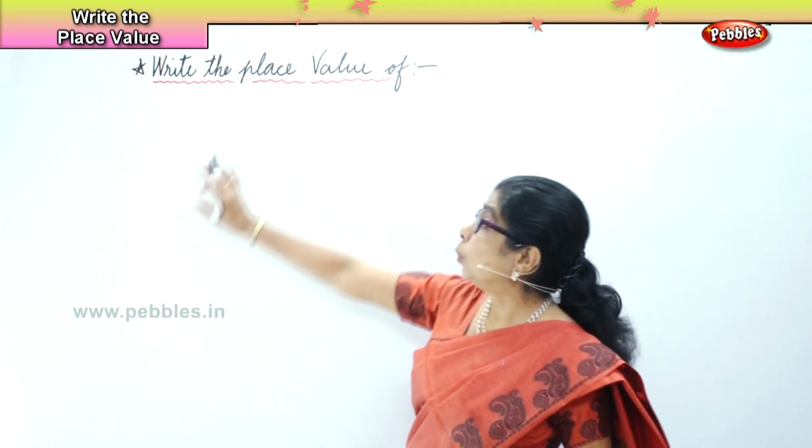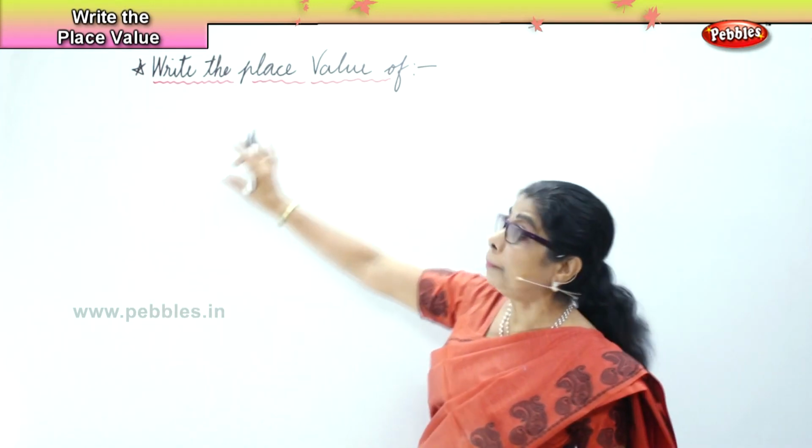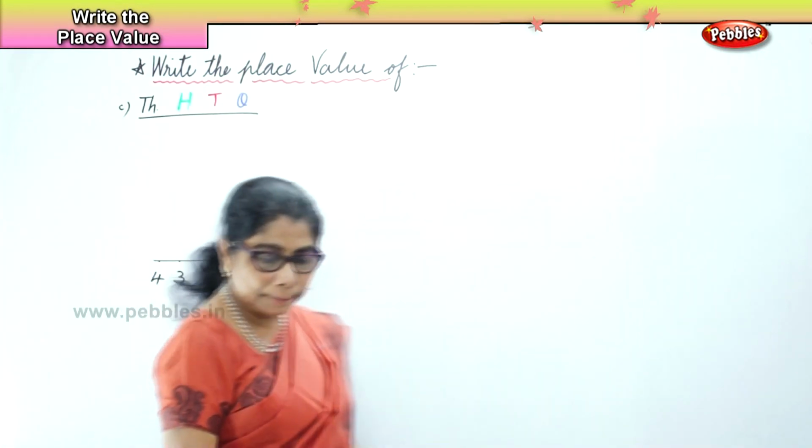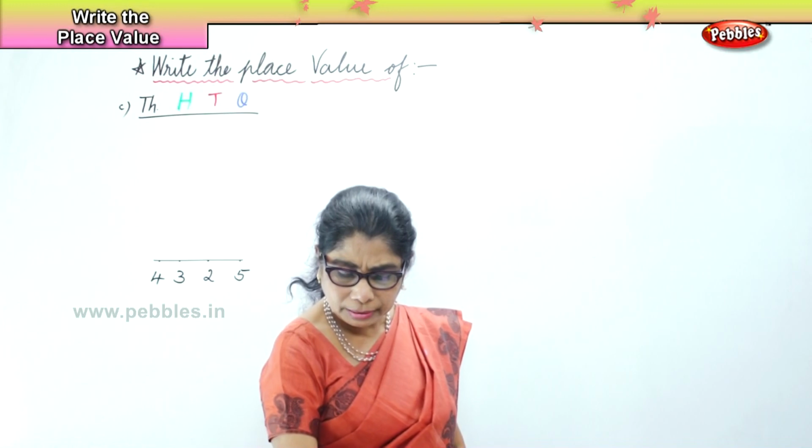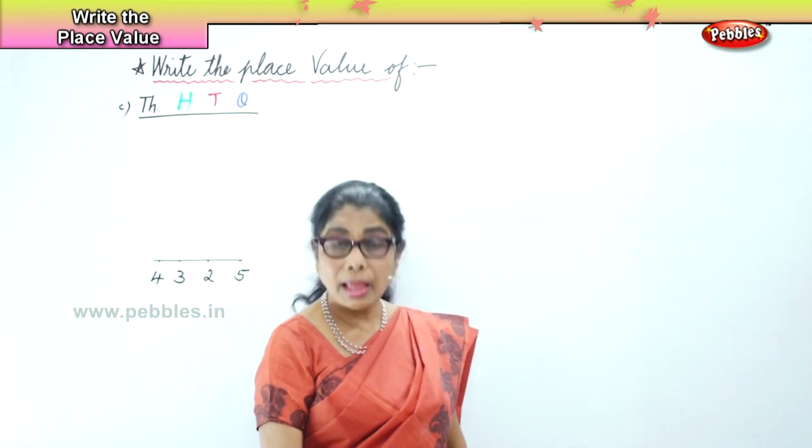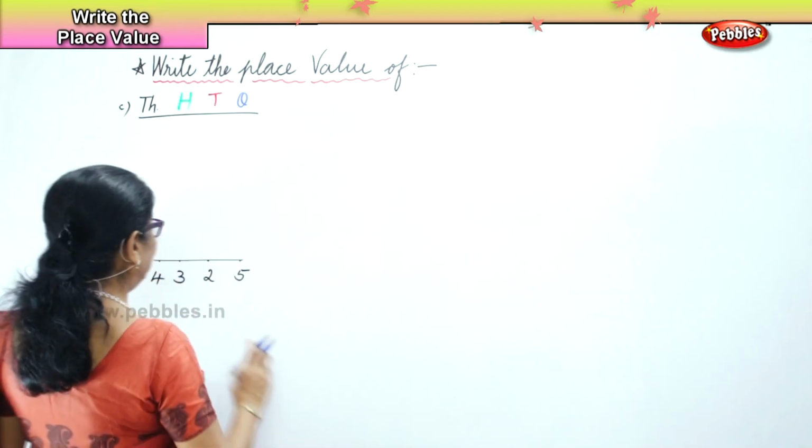Hi children, we are continuing with place value. Place the beads according to the number, learn to read the number and write its name. That's what we're going to do.